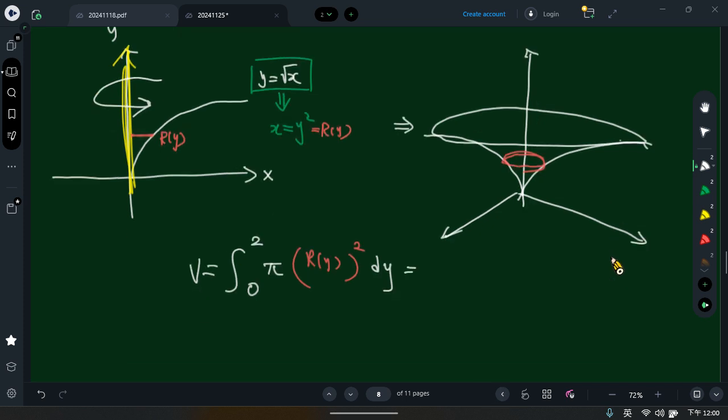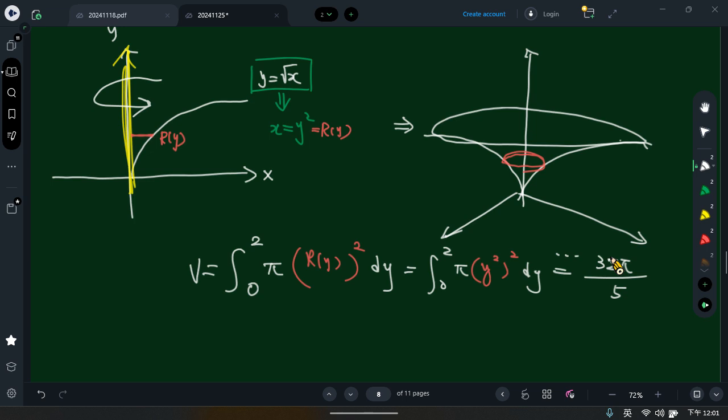Then it will be this one, y squared dy, and I also skip the detail of the calculation. The result will be 32 pi over 5.